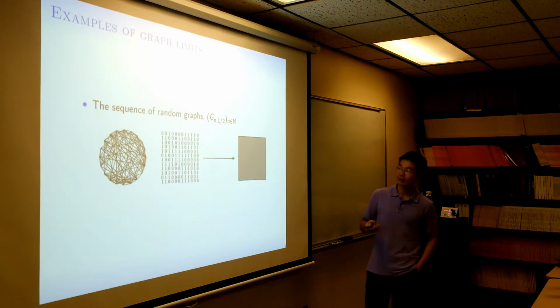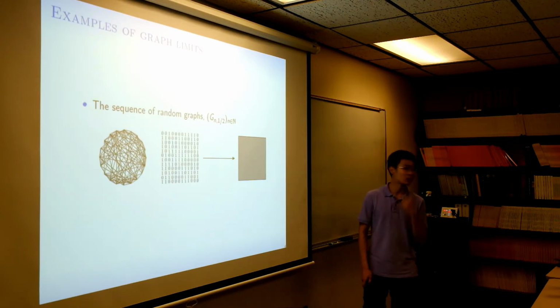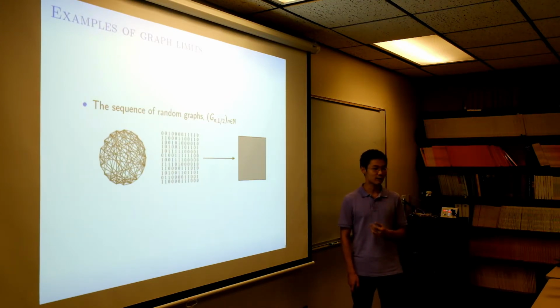Another example is this. A sequence of random graphs, say G(n, 1/2), it is random, and this time your graphon does not have values just 0 and 1. This time it is a constant graphon 1/2. Okay. And maybe a quick quiz: what is the graphon which is the limit of sparse graphs?